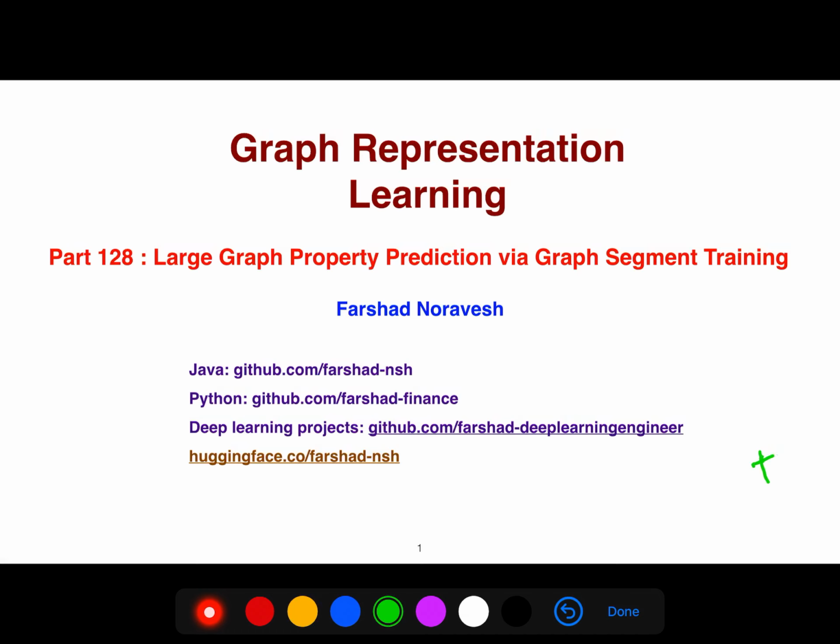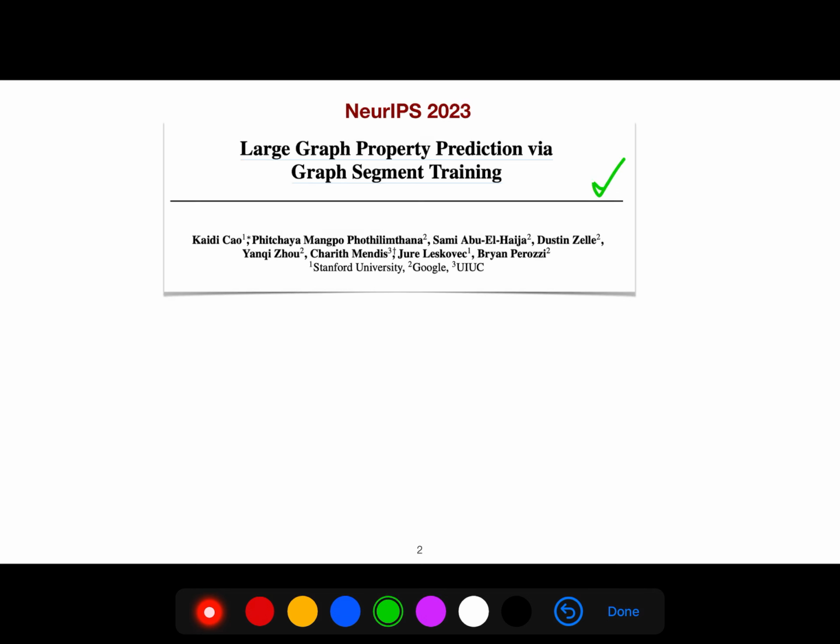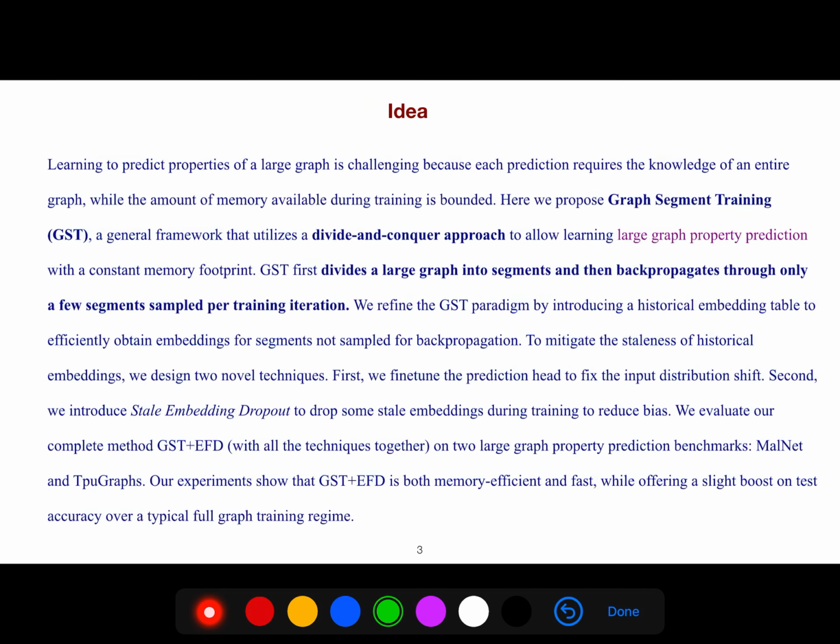Alright, so in this video I'm gonna be explaining another important paper with the title Large Graph Property Prediction via Graph Segment Training. This NeurIPS paper in 2023. Learning to predict properties of a large graph is challenging because each prediction requires a knowledge of an entire graph, while the amount of memory available during training is bounded. Here we propose graph segment training, a general framework that utilizes a divide and conquer approach to allow learning large graph property prediction with a constant memory footprint.